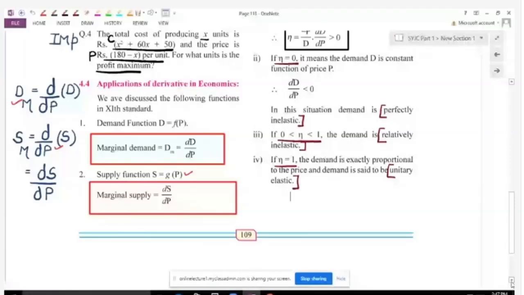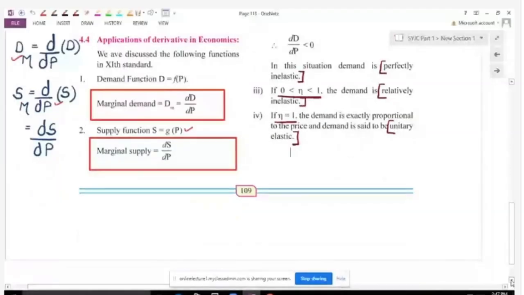Next, if eta is lying between 0 to 1, the value of eta which is greater than 0 but less than 1, then the demand is relatively inelastic. Next, if eta is equal to 1, the demand is exactly proportional to the price. The demand is said to be unitary elastic. Everyone try to remember this. You have studied all this in economics too, about the different natures of demand.